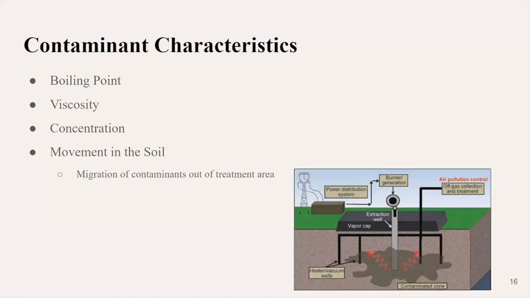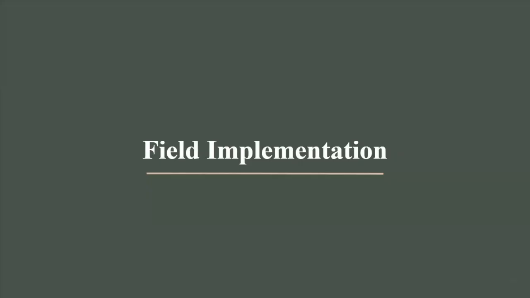And then movement within the soil. So these are very well engineered systems, but accidents can happen. Say some of the contaminant gets through and goes past an extraction well and out of the remediation zone and gets into an aquifer that takes it downstream. That could be a very negative implication and cost a lot for the company to fix. So as far as field implementation goes, we have three techniques.